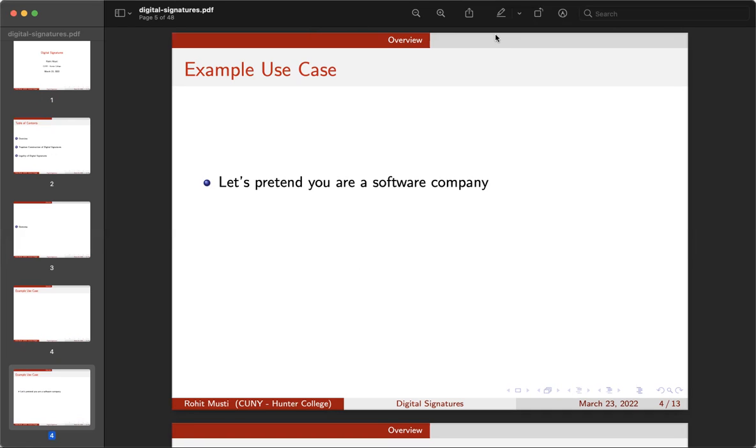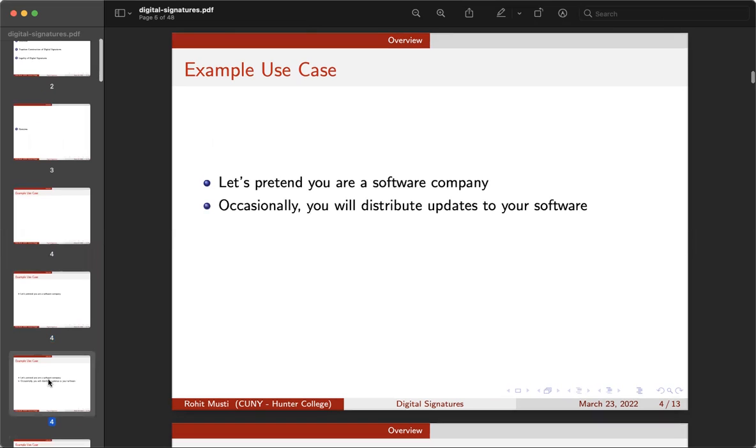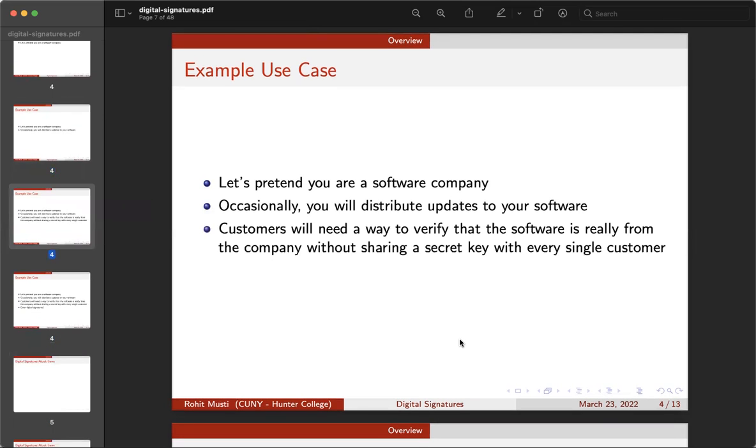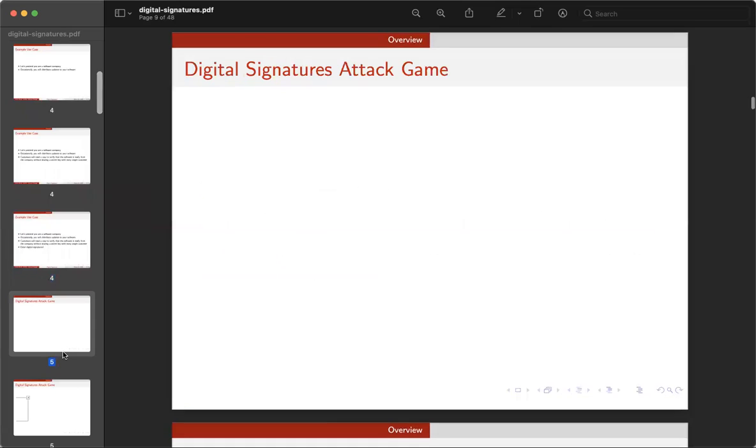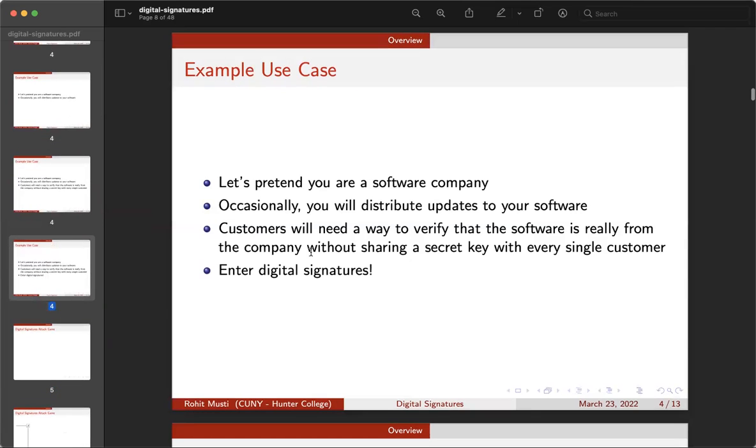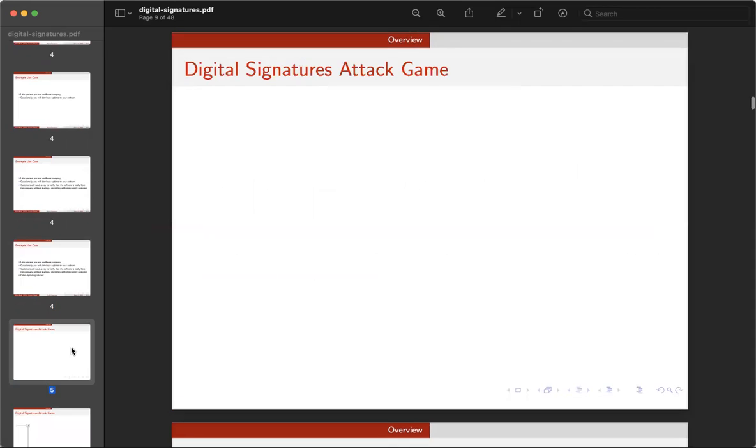Great. Okay, let's pretend you are a software company. And occasionally you distribute updates to your software. The customers need a way to verify that the software is really from the company without sharing a secret with every single customer. Enter digital signatures. By digitally signing your software updates, you can ensure that consumers can verify the software is coming from you.